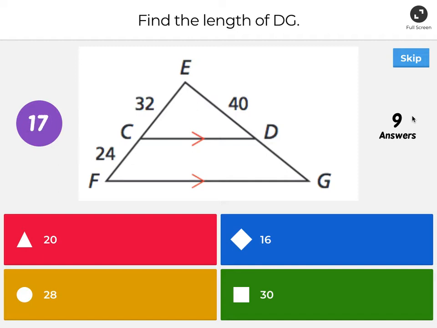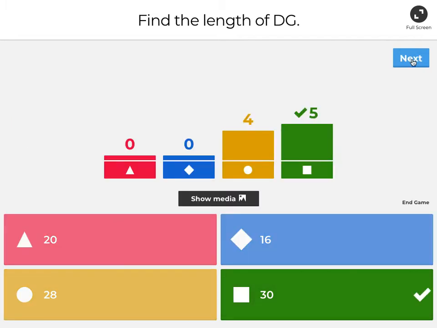40 times 3 is 120 over 4 equals DG. 120 over 4 is 30. So DG equals 30, as long as you got the right answer. So DG is 30.